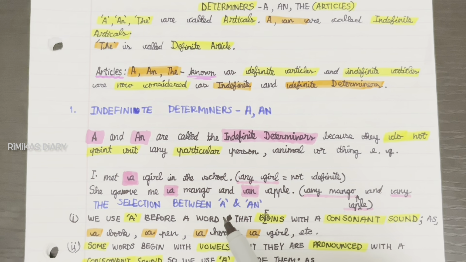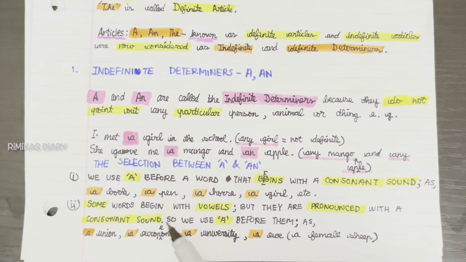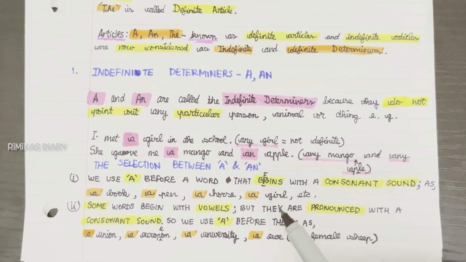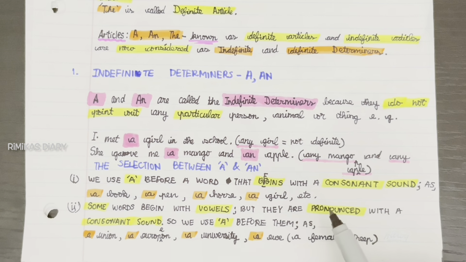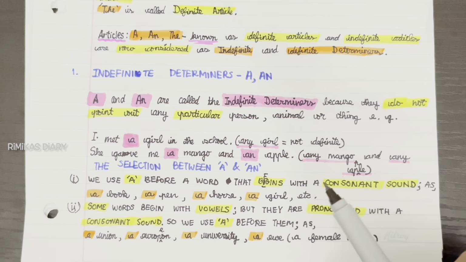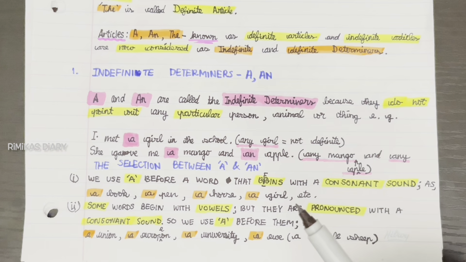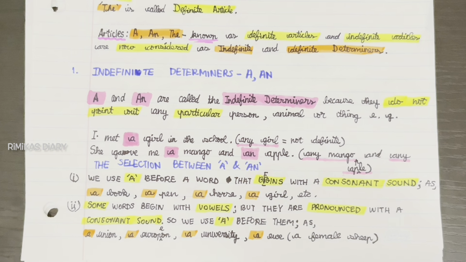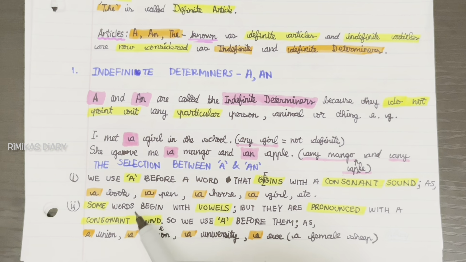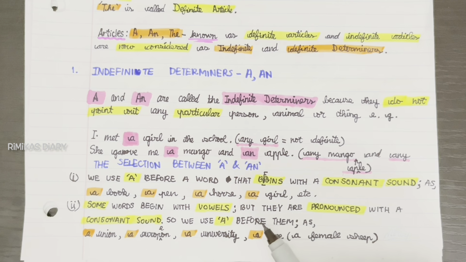The selection between a and an. First, we use a before a word that begins with a consonant sound, which is any word that does not start with A, E, I, O, U. So for words that do not start with vowels, you use a before those words. For example, a book, a pen, a horse, a girl, etc.